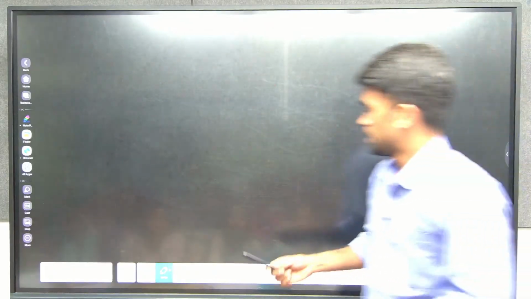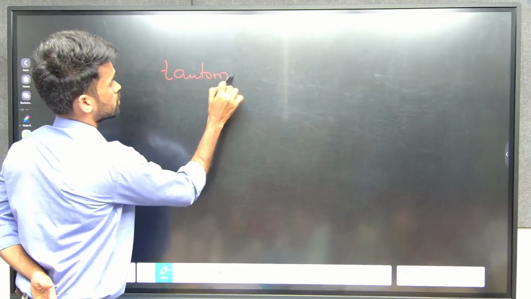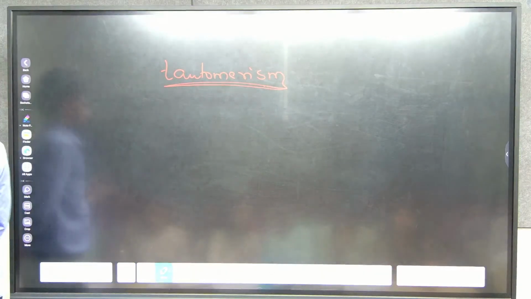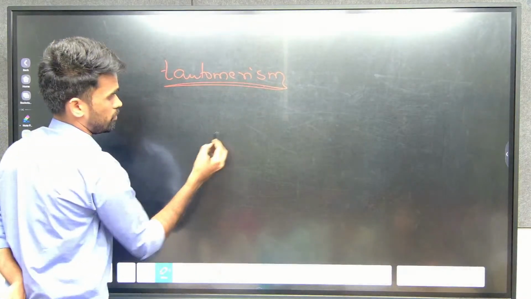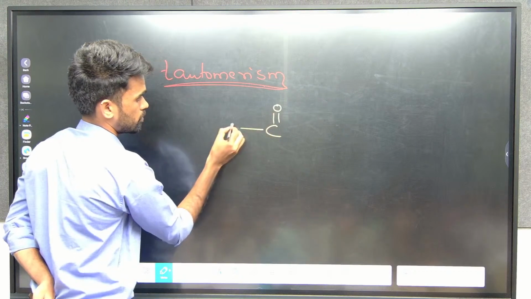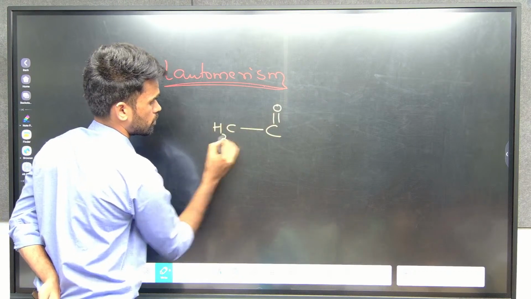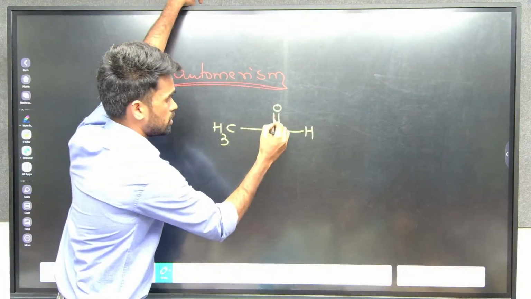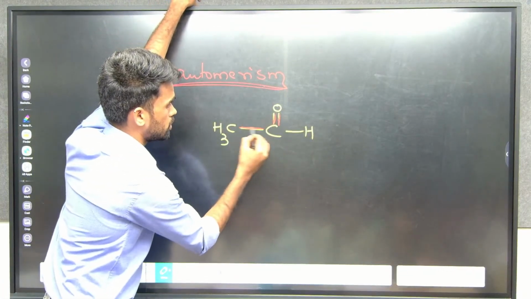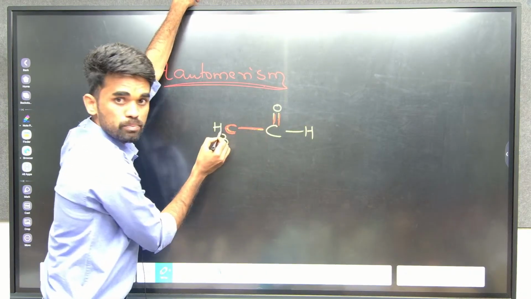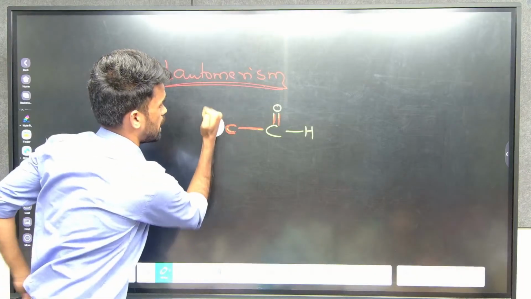Okay, next one. Next one is what? Tautomers. Tautomerism. See, I am writing like this. There is a pi bond, sigma bond, and a carbon here. See, pi, sigma, a carbon here. So on this we have hydrogen atoms now.